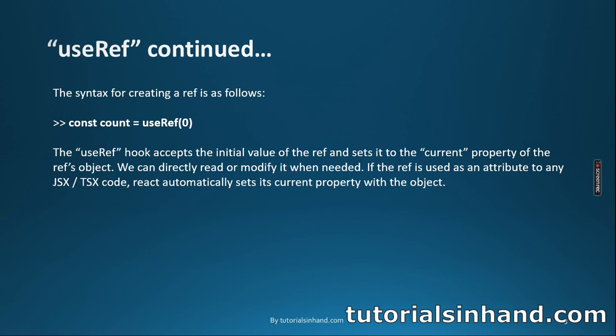If the ref is used as an attribute to any JSX or TSX code, React automatically sets its current property to the object. So let me dilute this information for you. What happens in React, there is one more special type of hook which is known as useRef. The useRef hook is basically used to reference any DOM element. Not only can we reference a DOM element, but the useRef hook is also used to retain any value between successive renders.